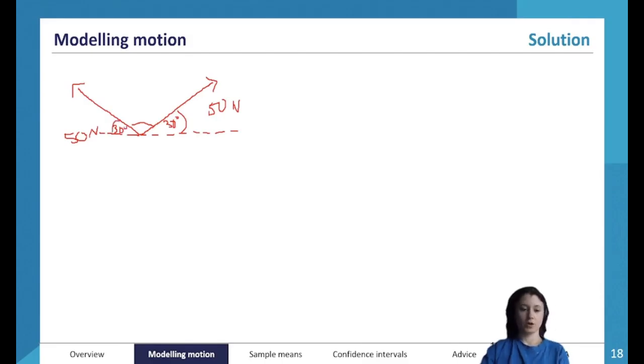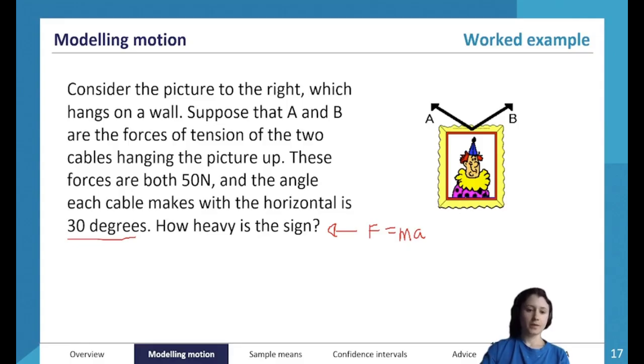Right? So we need to figure out how heavy is the sign. When it's asking us how heavy the sign is, it's not actually asking for the mass. So there is a bit of a distinction. Remember, there is a difference between weight and mass, which in everyday language mean exactly the same thing. But when we're looking at maths and physics, weight and mass are different. Mass is how much matter there is, so that would be in kilograms.